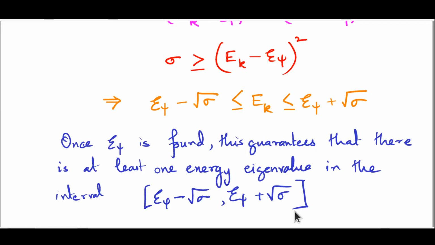And if we have not been too bad in choosing our trial wave functions, then E0 is between E psi minus root sigma and E psi plus root sigma. You already know that E0 has to be less than or equal to E psi. So it's actually between E psi minus root sigma and E psi. However, that of course presupposes that you have been good enough in choosing your trial set of wave functions so that E0 is the one which is closest to curly E of psi. In an unknown system, that may not always be the case.